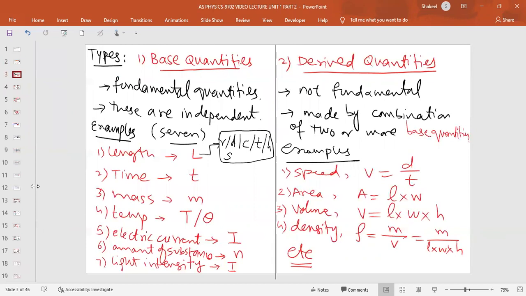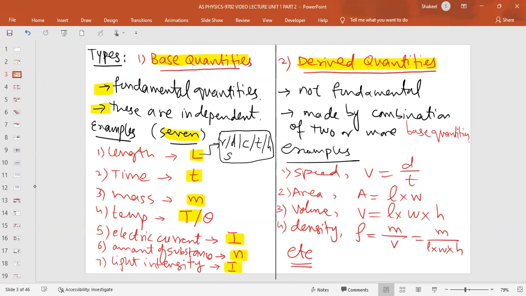So first of all, we know that all the quantities are divided among two groups. The first group is base quantities and the other group is derived quantities. The base quantities are considered as the fundamental quantities and they are independent. It means that they are actually not made up of a combination of any other quantities. So they are independent actually. Okay, and there are 7 SI base quantities. First of them is length, time, mass, temperature, electric current, amount of substance, and then finally light intensity.